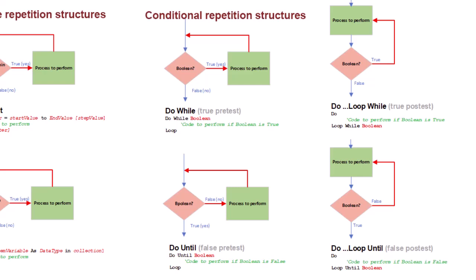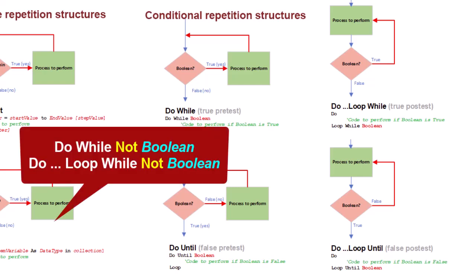Now I said you can get by with only two of them. The reality is you don't necessarily need the do until or do loop until, and most languages don't have those. We get away from that by using a not operator, so we can say do while not the Boolean expression, and that equates to the do until. Or we can say do loop while not the Boolean expression for the do loop while, and that equates to effectively being the do loop until.